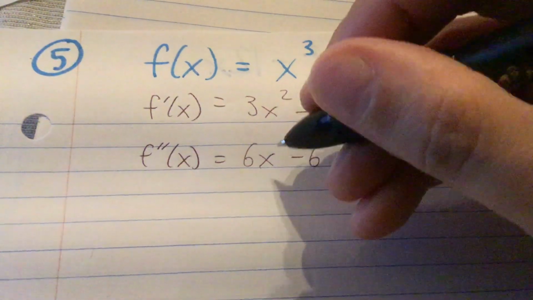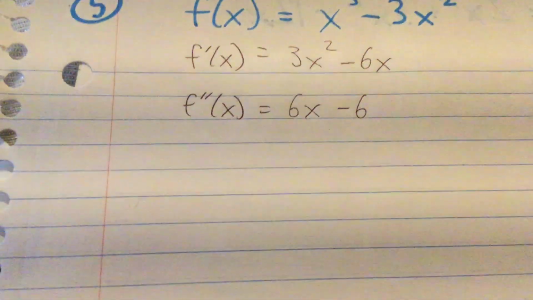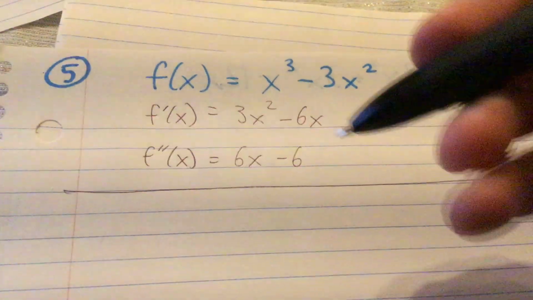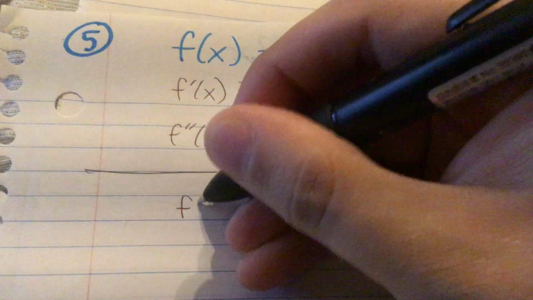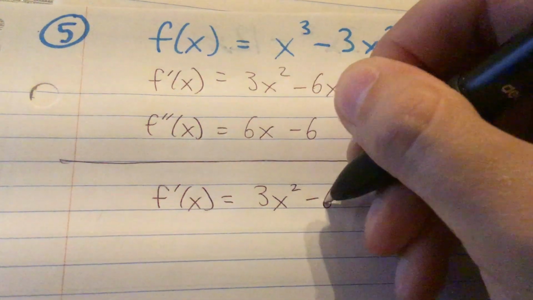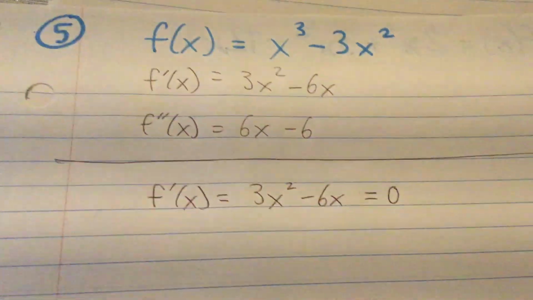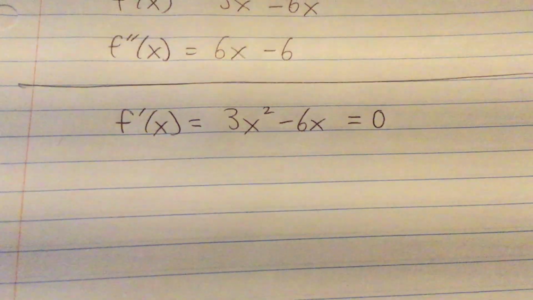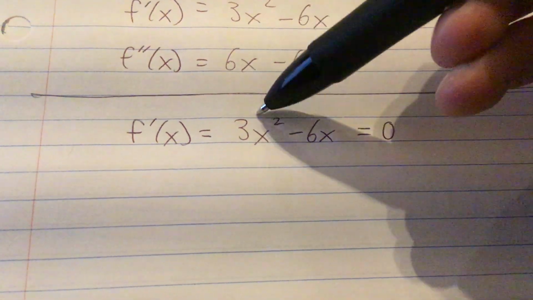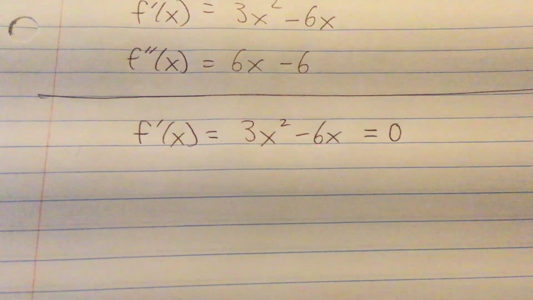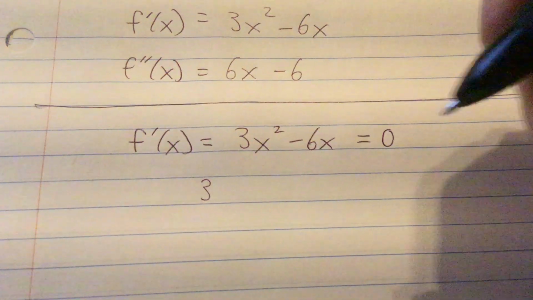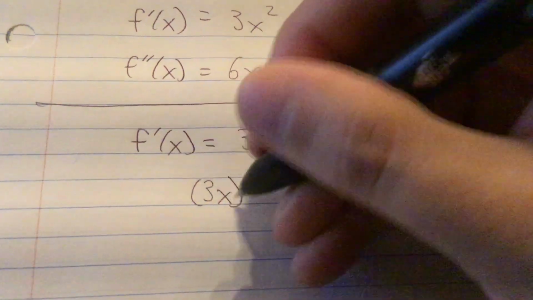So now I'll actually have to plug in something for my critical point. Now that I've gotten that part out of the way, here's where the real deal calculus kicks in. F prime of x is equal to 3x squared minus 6x is equal to 0. Then I'm going to try to solve for x. Let's see if I can factor something. Can I factor something out of 3x squared and negative 6x? Well, 3 and 6 have a 3 in common, and x squared and x have an x in common. So I'm going to factor out the 3x.